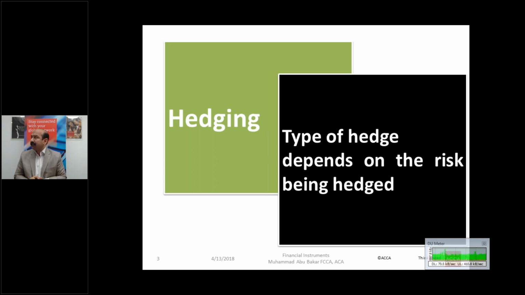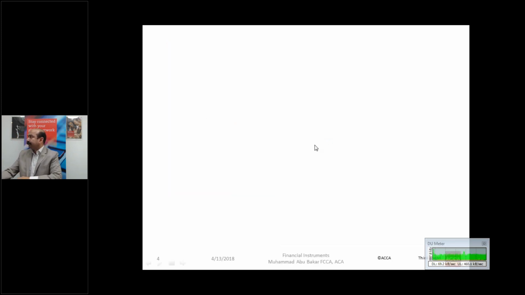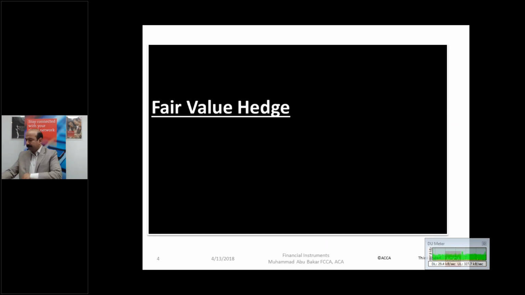So there are many techniques, but here we are concerned with how we can classify that technique. Is that hedge a cash flow hedge or a fair value hedge? Of course, this will depend on the risk being hedged. So yesterday we saw the definition of fair value hedge. What was fair value hedge? Let's look at it again.